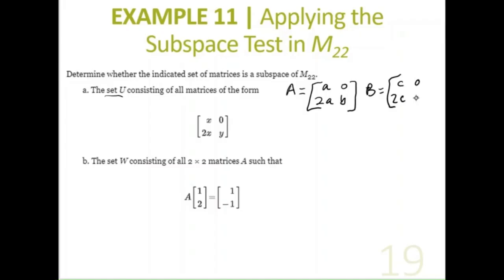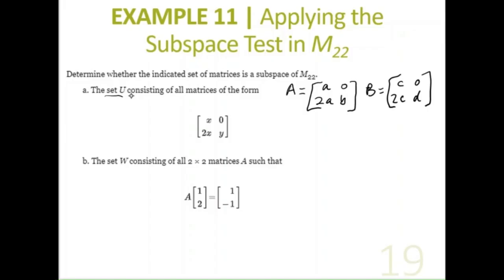[c, 0; 2c, d]. Now I will say, if you get problems where you're having to prove these things, you're going to have to get a little creative. You might have to provide examples in more generic terms, or you might actually come up with very specific matrices, and we'll see that in a second. So here let's have these two matrices, and they do have this form that fits the set U.